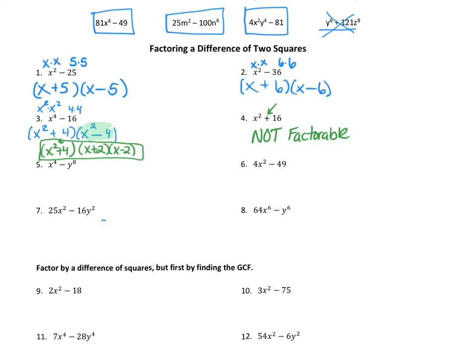If we look at number 6, again, I want to break this down. So I have 4x squared. So how does that break down? Well, 4 breaks down into 2 and 2, and x breaks down to x and x. So 2x times 2x would give me 4x squared. 49 is 7 times 7. So now when I go to write this in the factored form, I'm going to have 2x and 2x, 7 and 7, and then I'll have a plus and a minus.